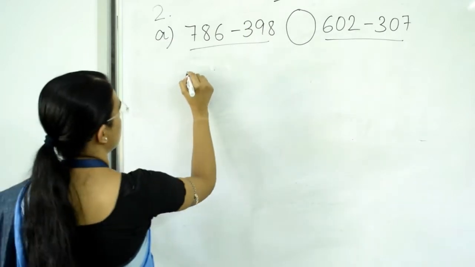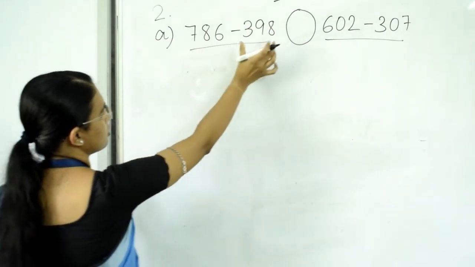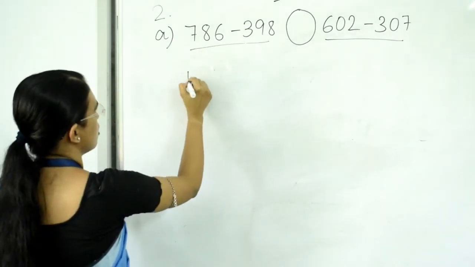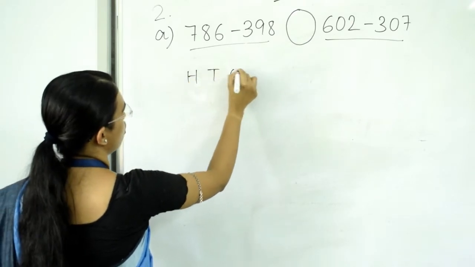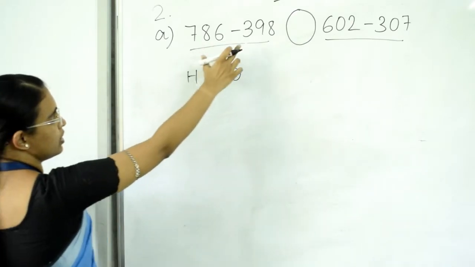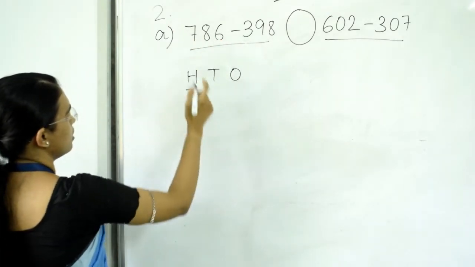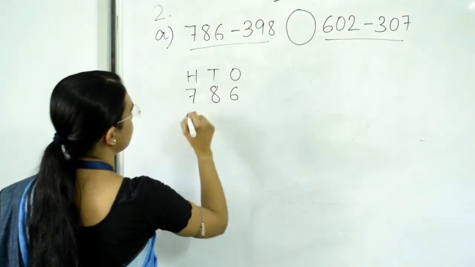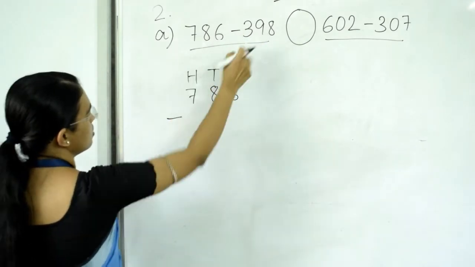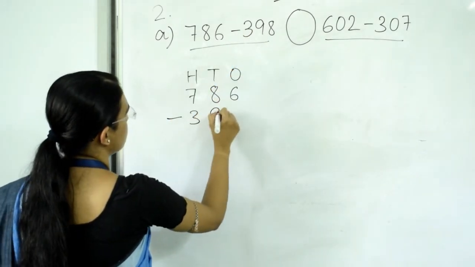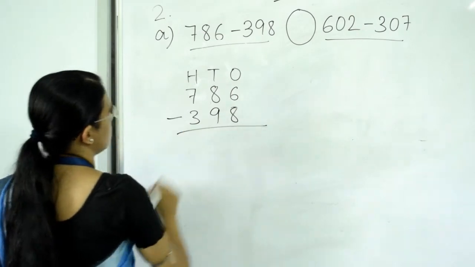Now this is a 3-digit number and this is also a 3-digit number. That means we have to write H T O. Which one is the bigger number? This one. The first number is this one. We write this number at the top, then use this sign, then we write this number 398.